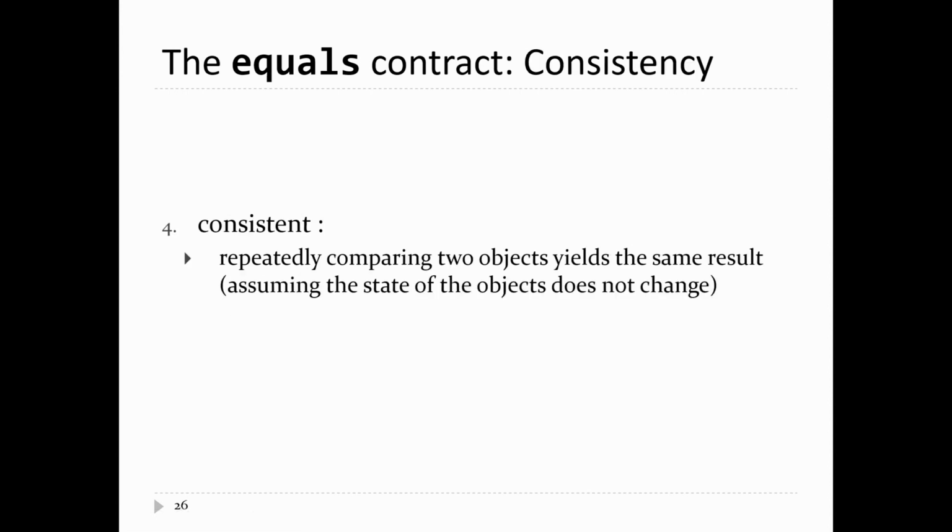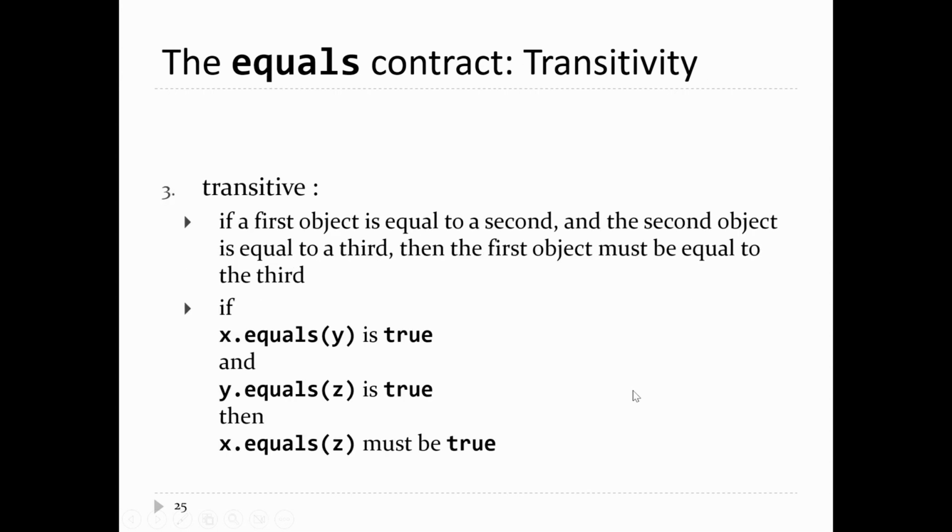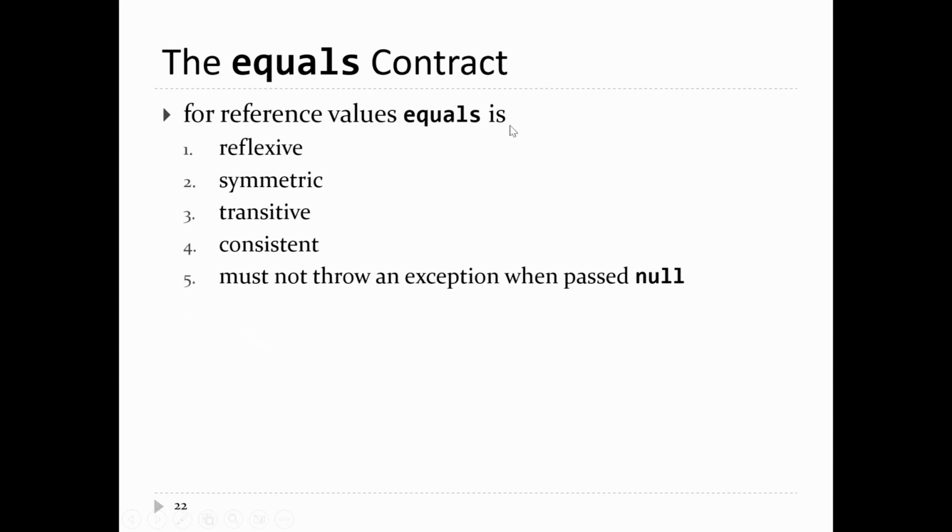Consistency just means that equals shouldn't be random. So if you compare 2 objects and their state never changes, then equals always returns the same value. And finally, x equals null is always false and never throws an exception. So that's the 5th part of the equals contract. So those 5 things there, if you ever see the term equals contract, that's what people are referring to.